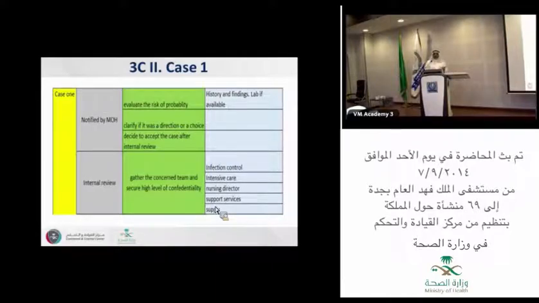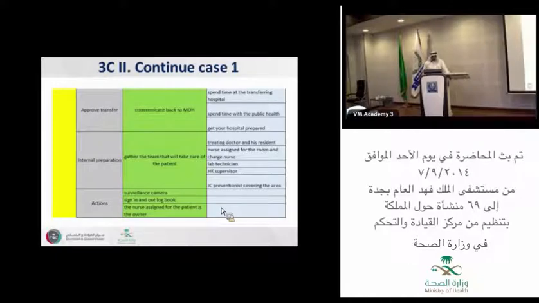I said, yes, we just had MERS-CoV. We know how to control the people and the system. But give me 6 hours in which I will get myself ready. So we replied with a decision. You must reply with a decision. Do not just keep calm and stay away. Do the internal review, as I mentioned earlier. Bring your team, sit down with them. Approve the transfer. Communicate back to the Ministry of Health whenever you want to take the patient.